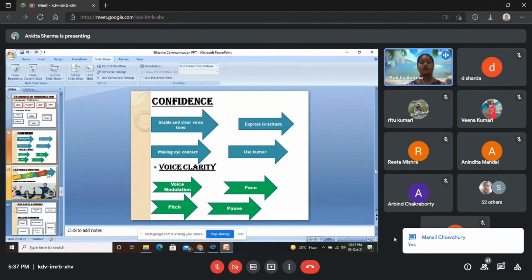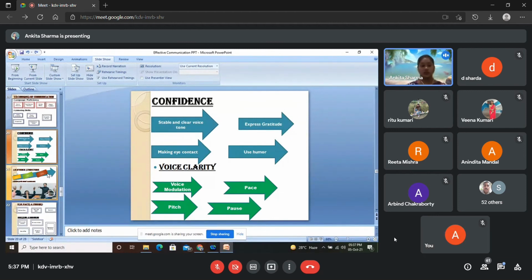So, voice modulation is one such ingredient where you maintain the pace, you use transition in your voice. So, voice modulation is very important. It also attracts the listeners. Why? Because if you are taking a session, sometimes the session gets boring because the speaker has just one level of speaking. They speak in just one tone. There is no stress on some of the sentences, some of the words. So this voice modulation is very important for effective communication.